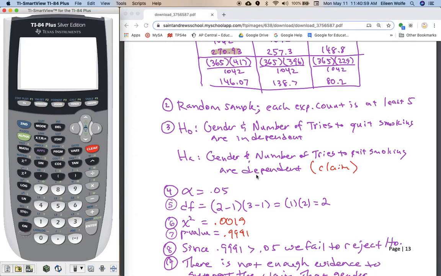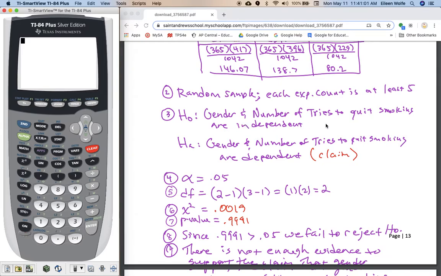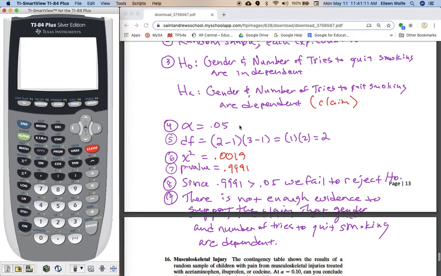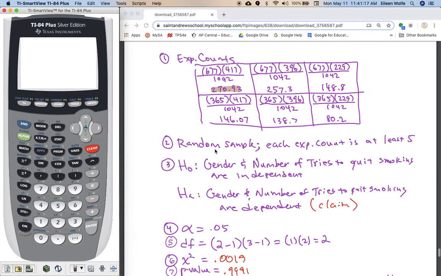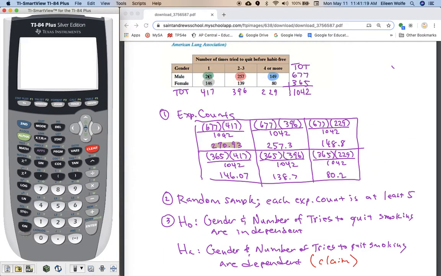Step 3, you say that the 2 variables are independent, in this case gender and number of tries to quit smoking. HA, gender and number of times to quit smoking, are dependent. That's our claim. Alpha level, degrees of freedom, chi-square, and p-value. So it turns out that our O's and our E's, look how close they are. 271, 270, 257, 257, 149, 148.